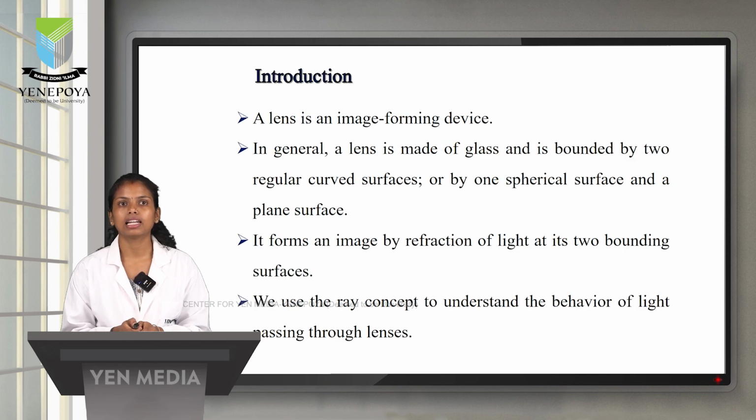To begin with, a lens is an image forming device. It forms an image by refraction of light at its two bounding surfaces. In general, a lens is made of glass and is bounded by two regular curved surfaces or by one spherical surface and one plane surface. Other transparent materials such as quartz, fused silica and plastic are also used in the fabrication of lenses. We generally use the ray concept to understand the behavior of light passing through lenses.